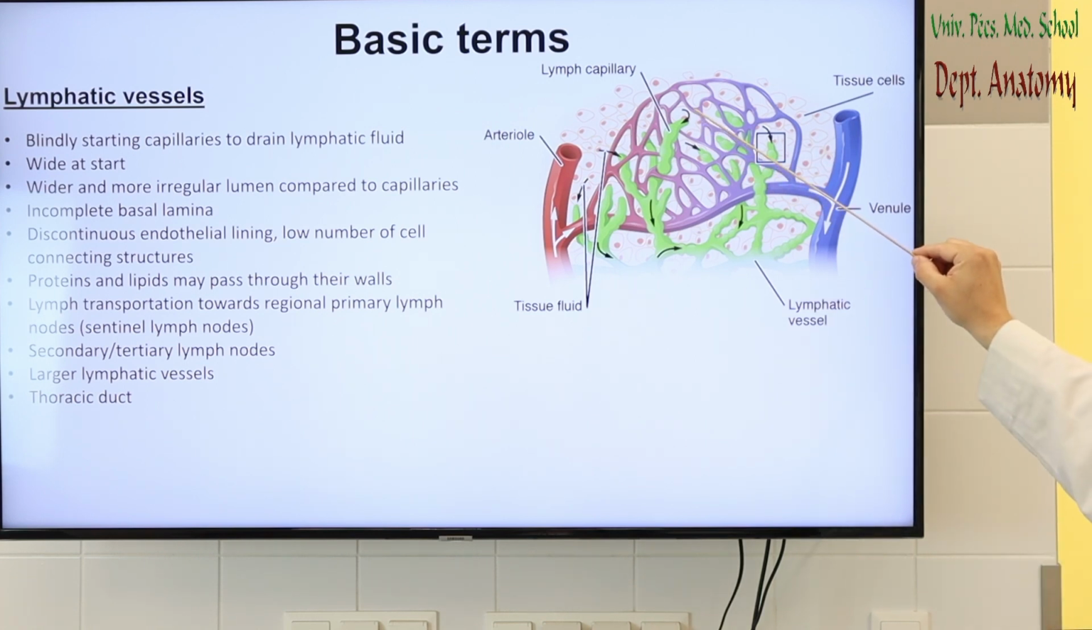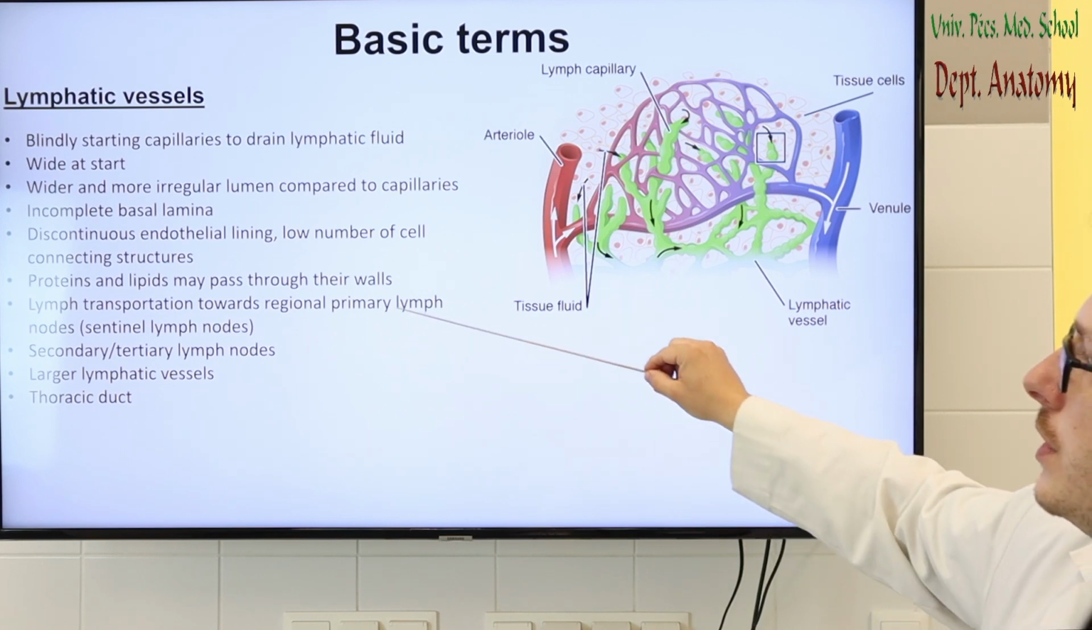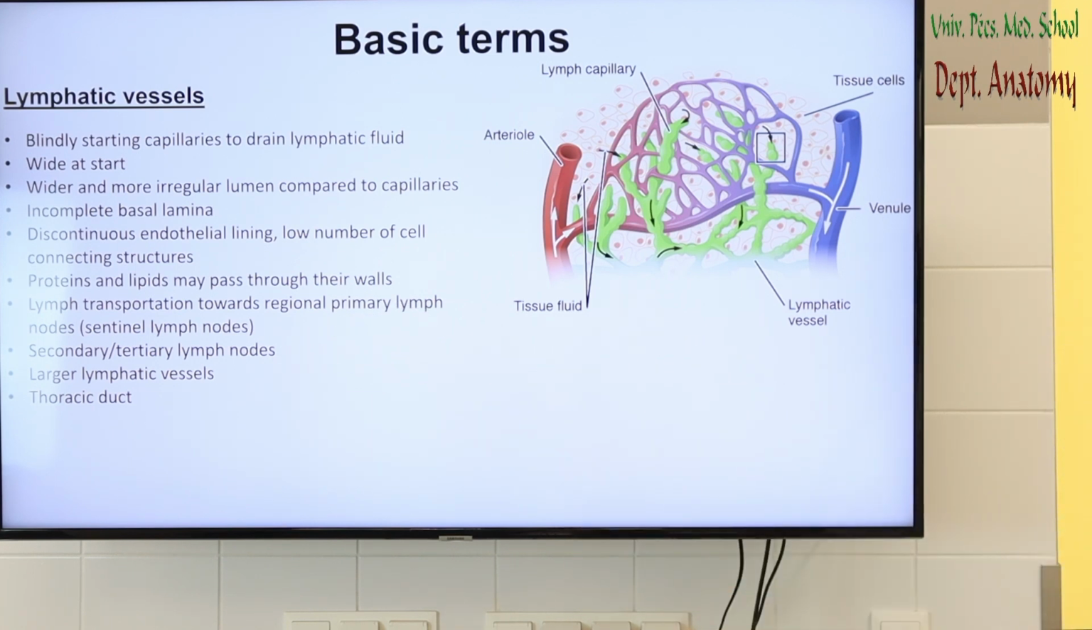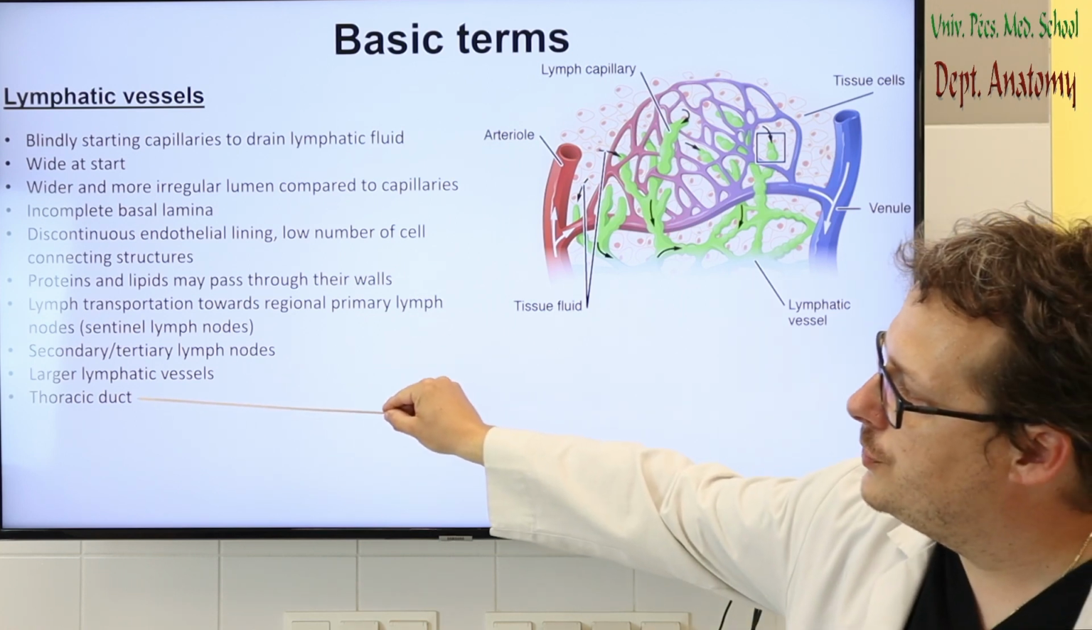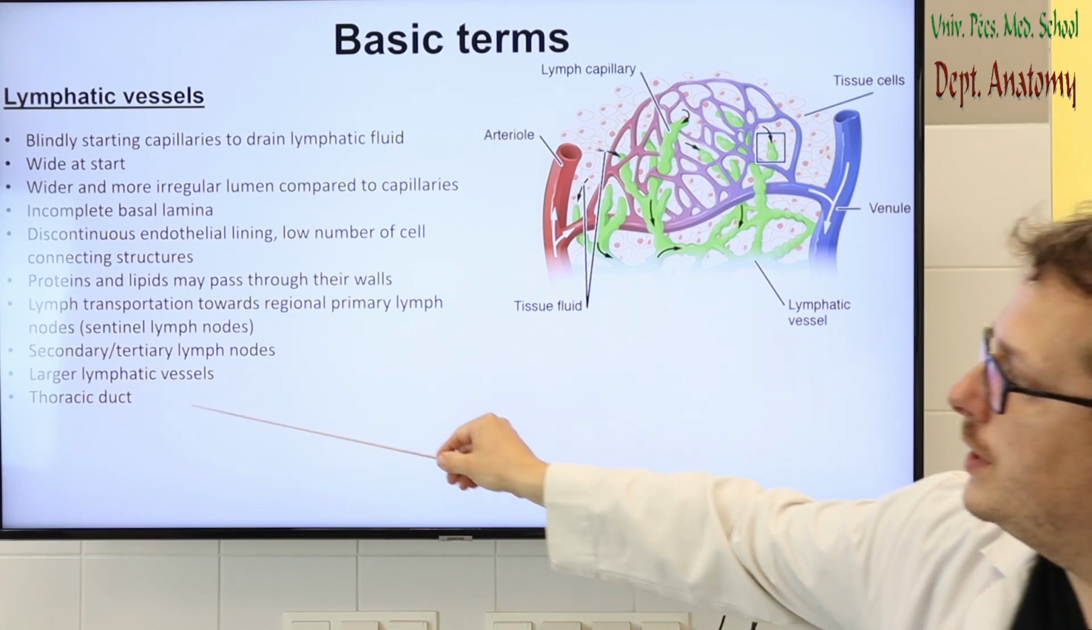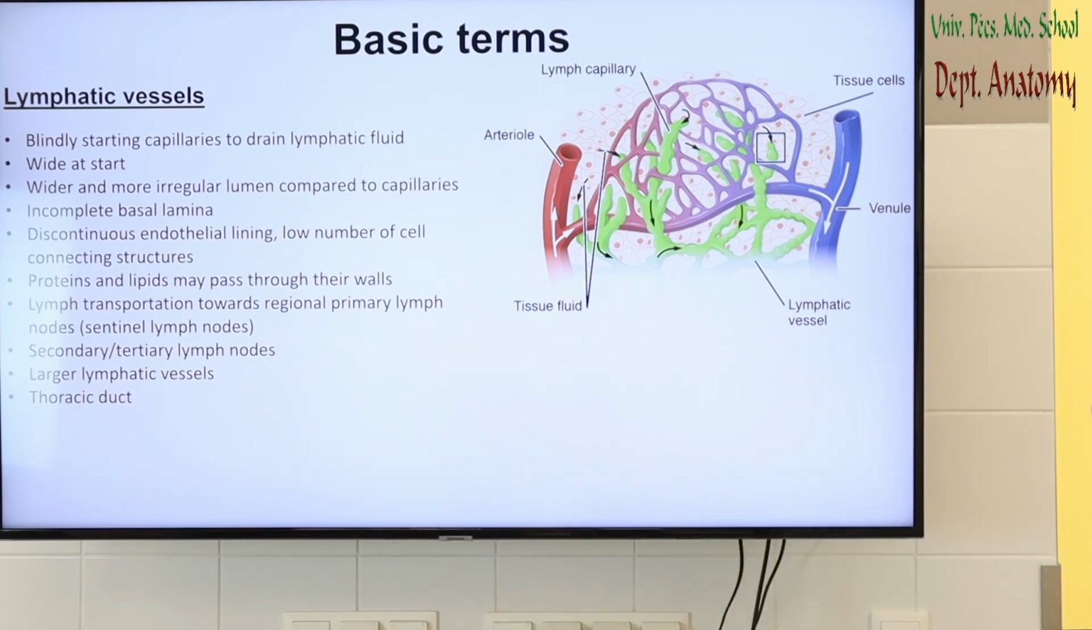After picking up the extracellular fluid, the lymphatic system transports the lymphatic fluid towards, for instance, primary lymph nodes, secondary lymph nodes, and different lymphatic organs. Please note that the largest lymphatic vessel in our body is in the posterior mediastinum. This is what we call the thoracic duct.